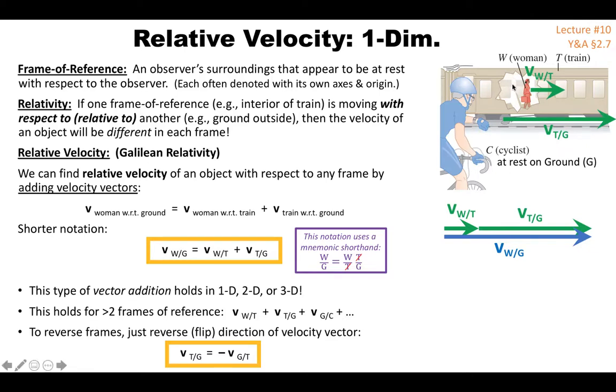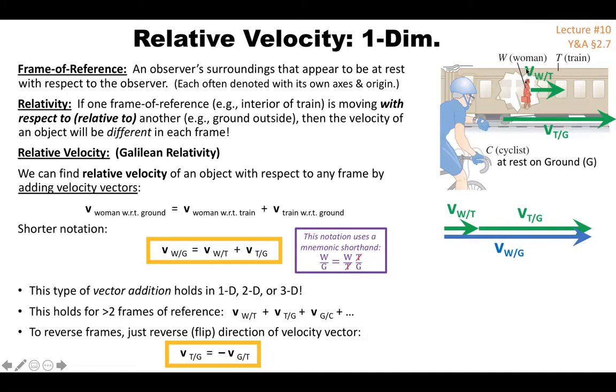Then what that means is a third object, like this person here, can appear to have two different velocities to observers observing from the two different frames of reference. So to other observers on board the train, this woman might appear to have one velocity, specifically the velocity of the woman with respect to the train. But for observers who are standing at rest on the ground outside, she will appear to have a different velocity. And that would be the velocity of the woman with respect to the ground. Which is correct? What is the woman's true velocity? Well, the answer is they're both correct at the same time. The woman has both velocities at the same time.